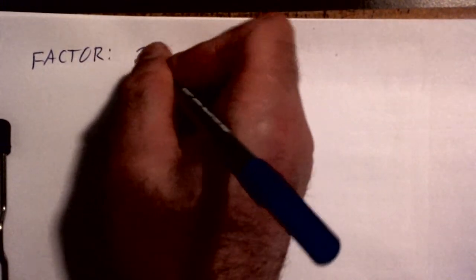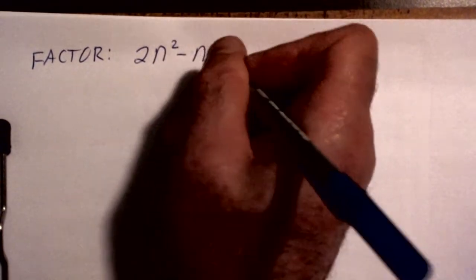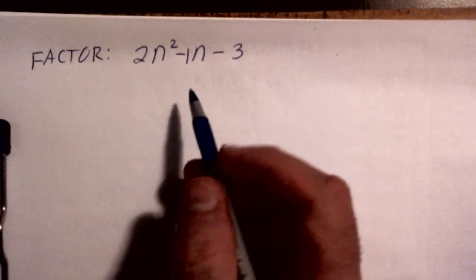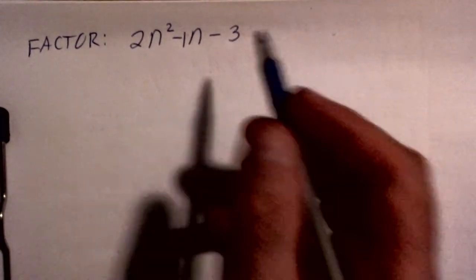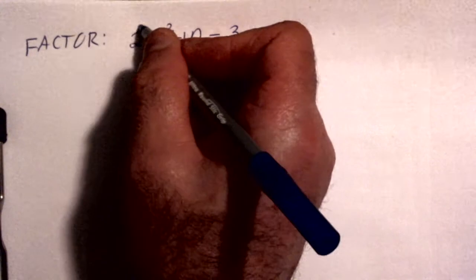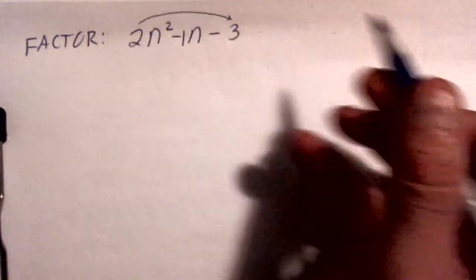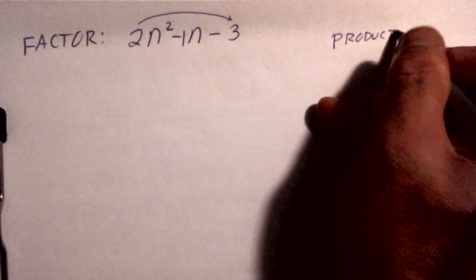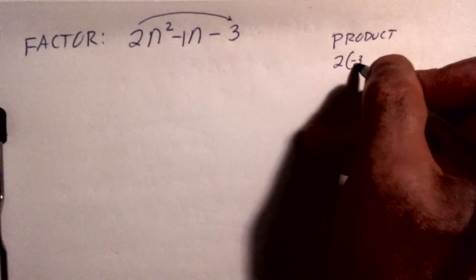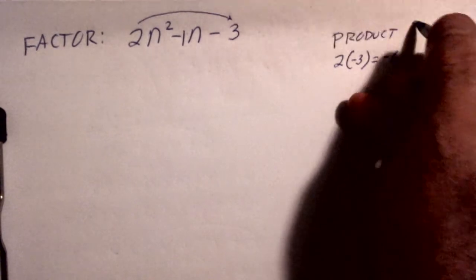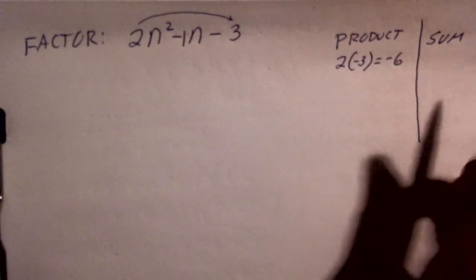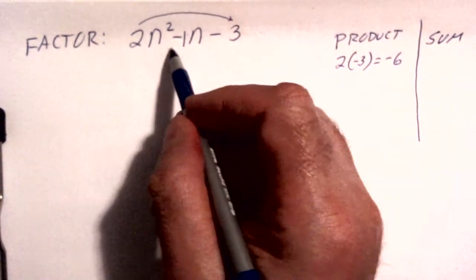We have 2n squared minus n minus 3. We're going to try to factor this difficult trinomial using the grouping method. To initiate this, we take the product of the leading coefficient and the constant term. So that gives us a product of 2 times negative 3, or negative 6. And our sum of interest for this trinomial is going to be the middle coefficient, which is negative 1.